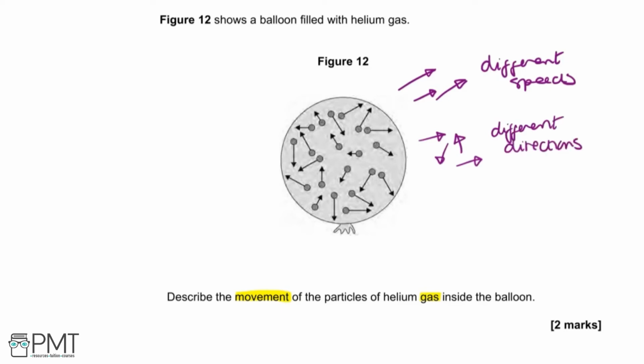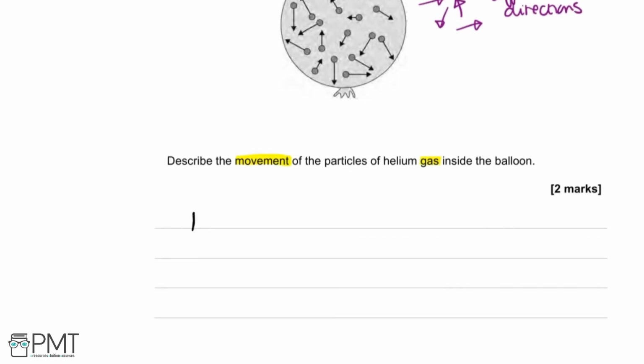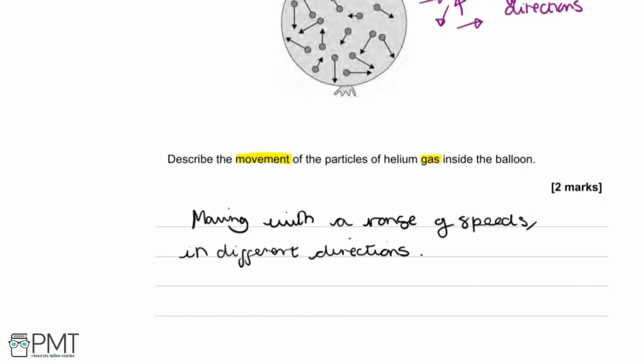This question is worth 2 marks, and just from using the diagram we have 2 points about the movement of particles in a gas. We can say that the particles are moving with a range of speeds in a range of different directions. The range of speeds is 1 mark and the range of directions is the second mark.